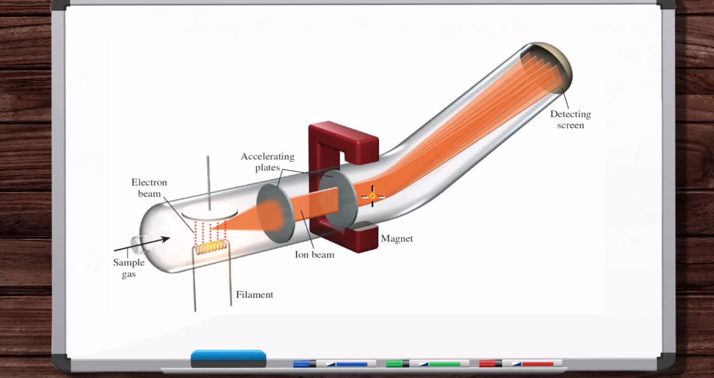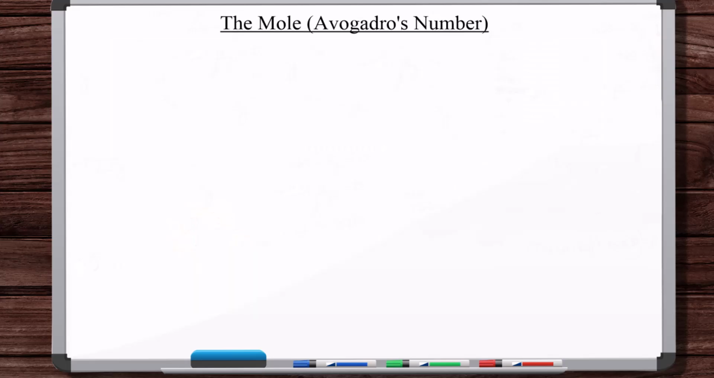And the degree of the deflection, the radius you could think about of the deflection based on the position on the detecting screen, when you compare these degrees of deflection, you're going to have a higher degree of deflection for a lighter atom. So you can use calculations based on the positions shown on the detecting screen to determine relative masses.